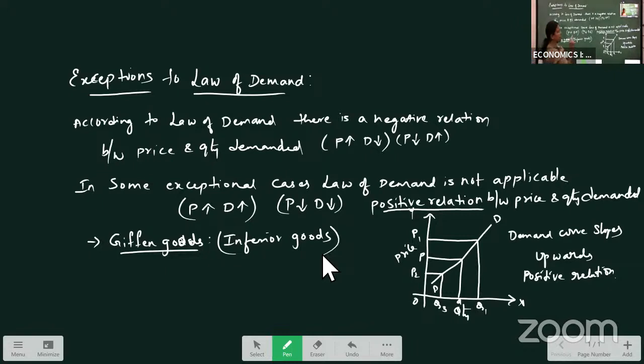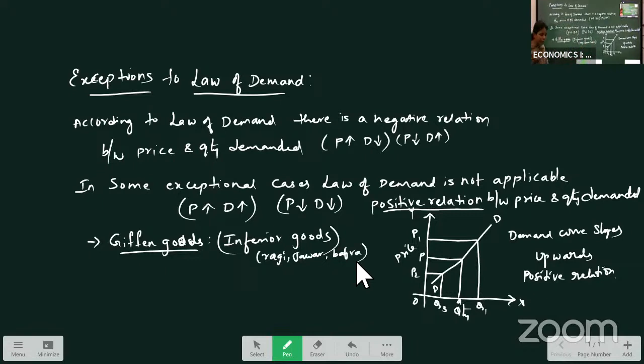So as bread is a staple food, they reduced the consumption of meat, and that money they used to consume bread. Though the price of bread increased, demand for bread did not decrease. So those goods are inferior goods. In such a case, our law of demand is not applicable. Examples you can take here: for inferior goods, we can take ragi, jowar, bajra, broken rice. These are all considered inferior goods.